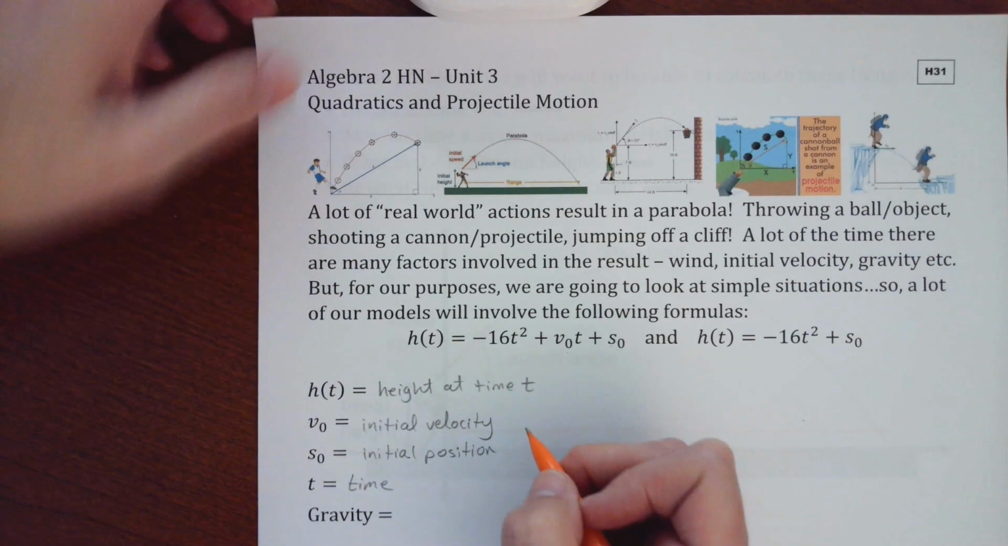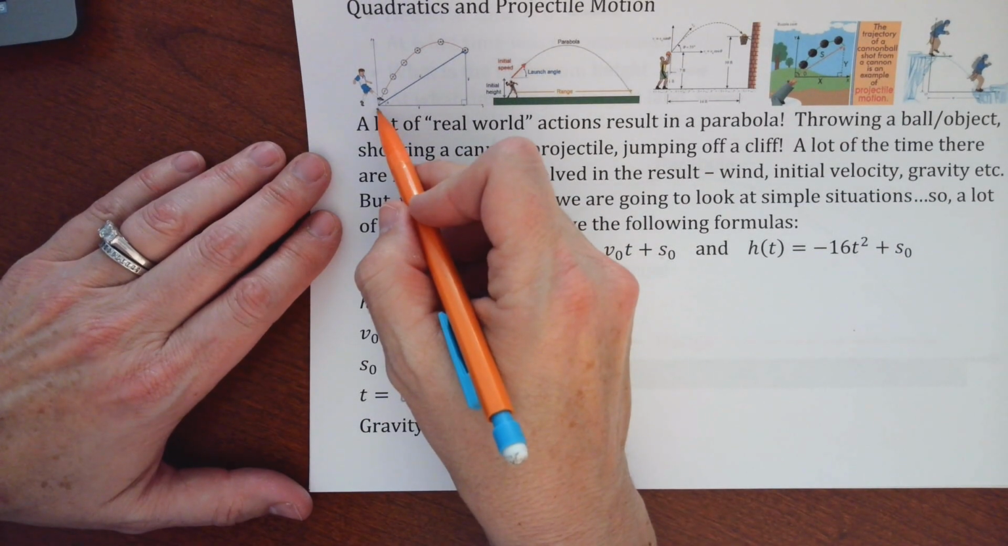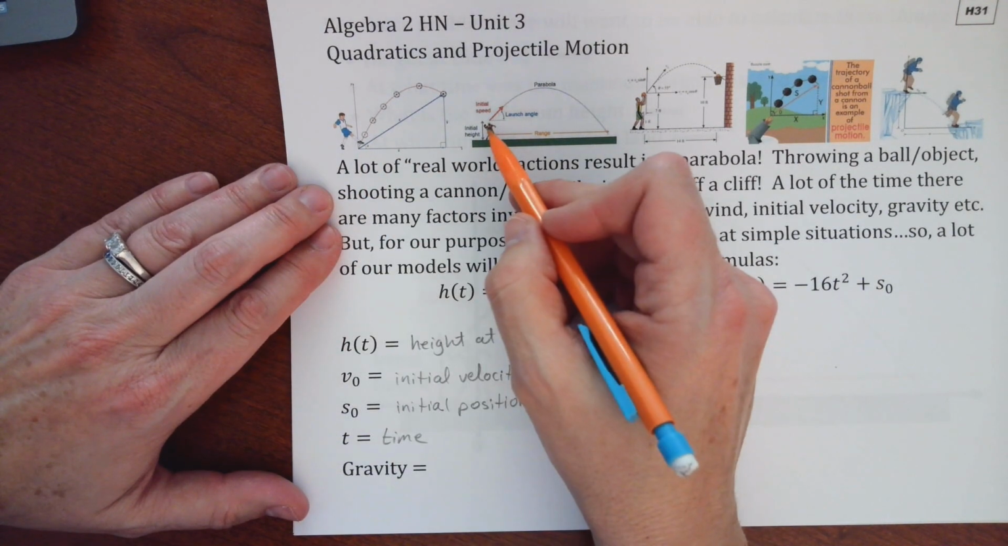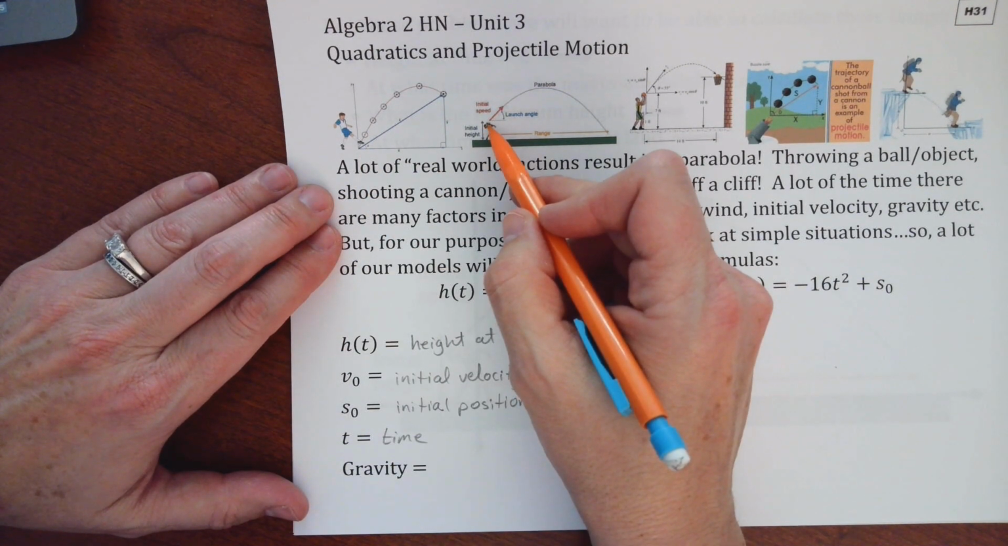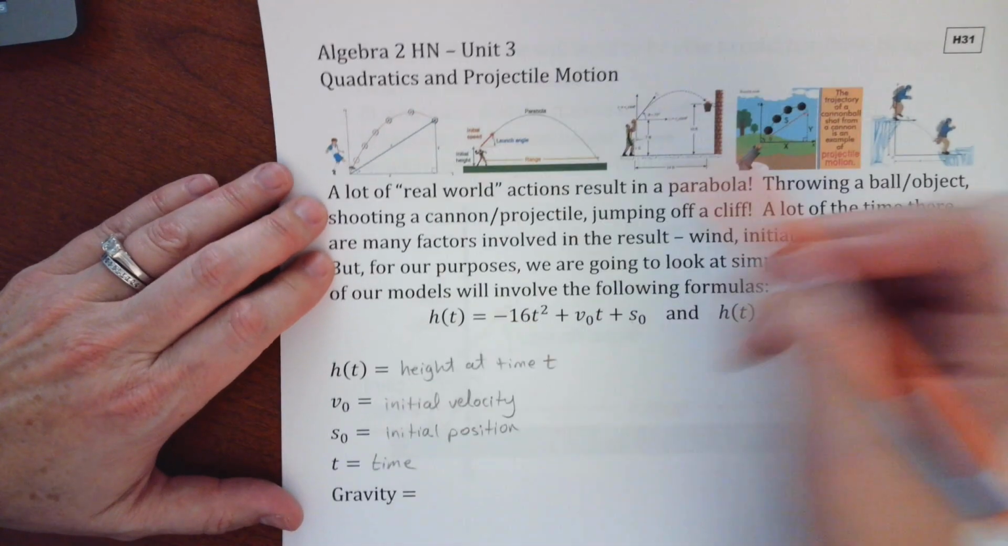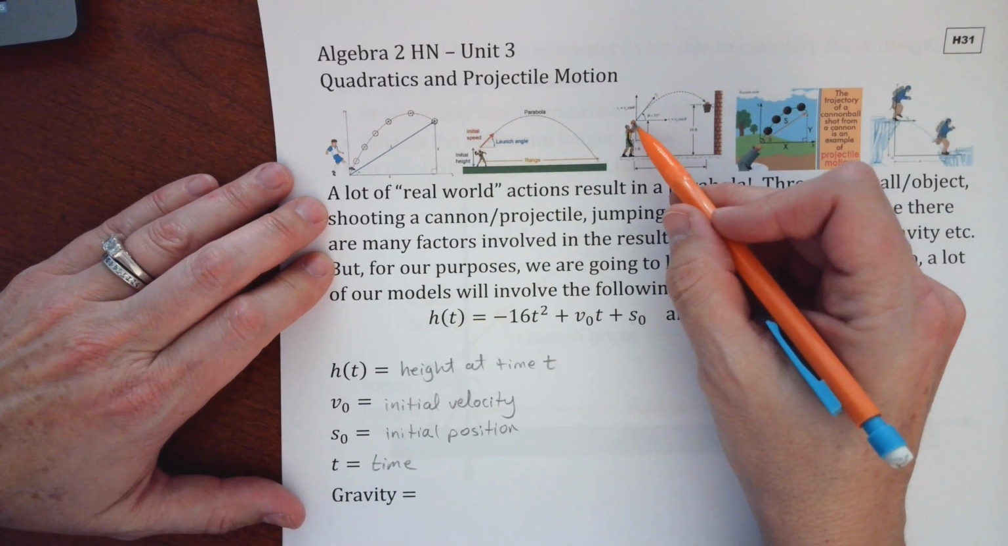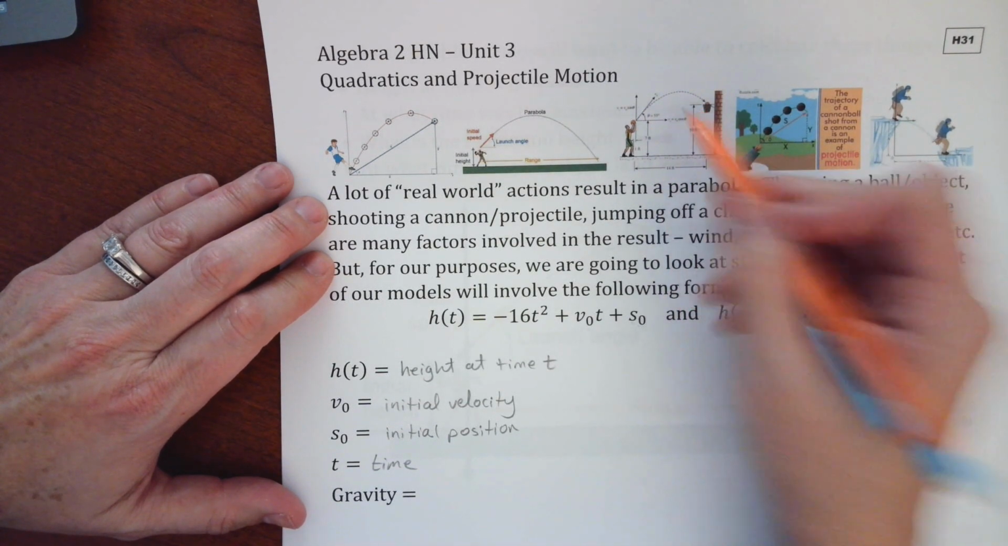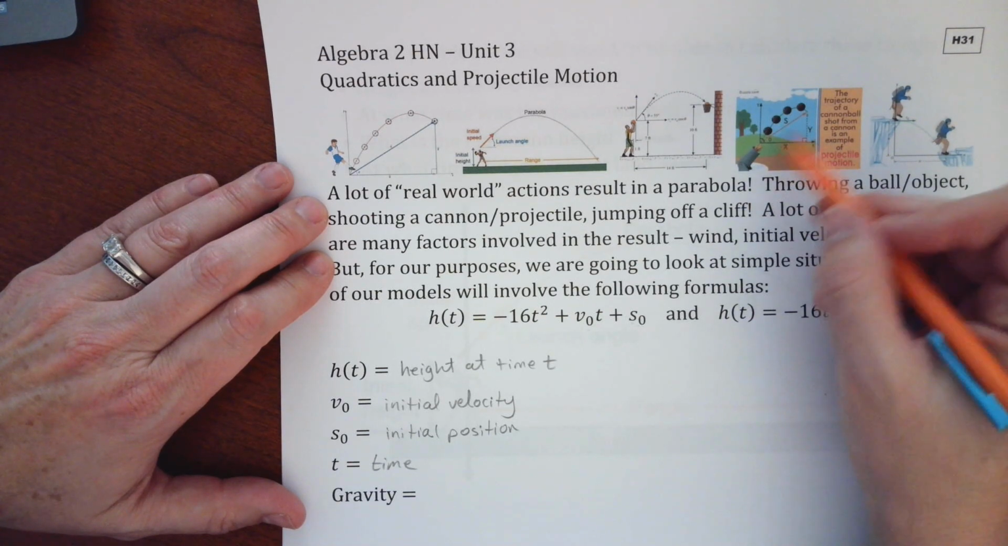So your initial position is like this guy. He's kicking the ball from the ground, so that would be 0. But the initial position of the ball here may be like 6 feet high because a person's 6 feet tall. This guy, however tall he is, maybe the ball is at 7 feet when he releases it. How high is the ball, or how high is the cannon?